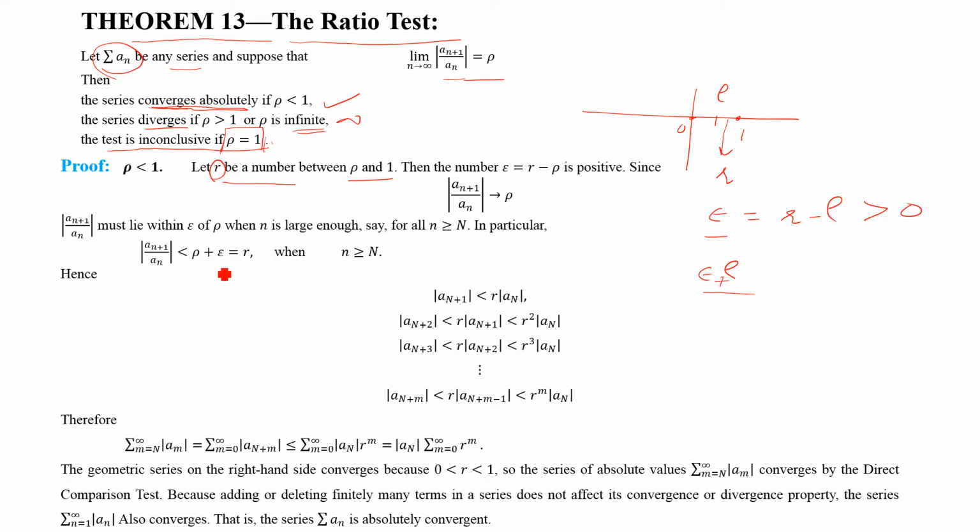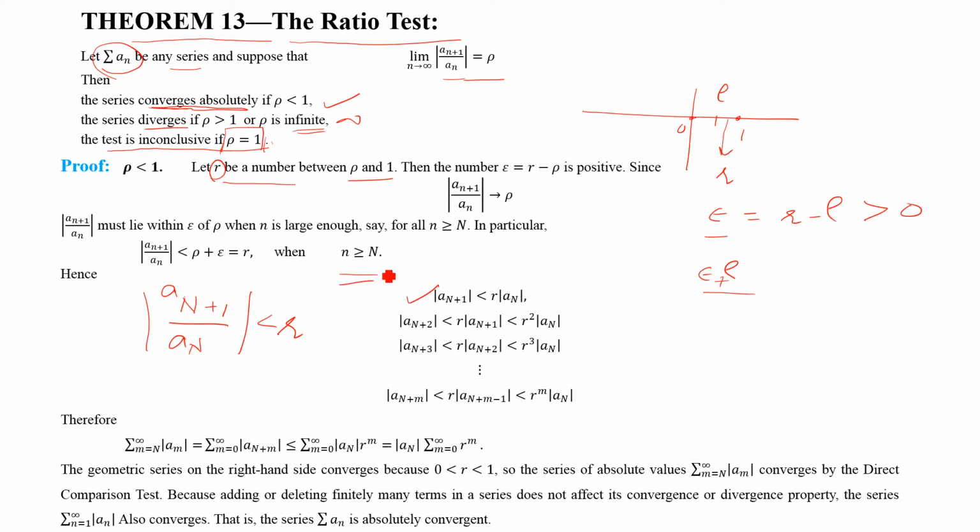We have already seen that, which is equal to r, where n is greater or equal to capital N. So this is going to be less than rho plus epsilon. From this we can conclude that for n greater or equal to capital N, if n is equal to capital N, this becomes an plus 1 over an is less than r. So this gives us this inequality, that is, an plus 1 is less than r an.